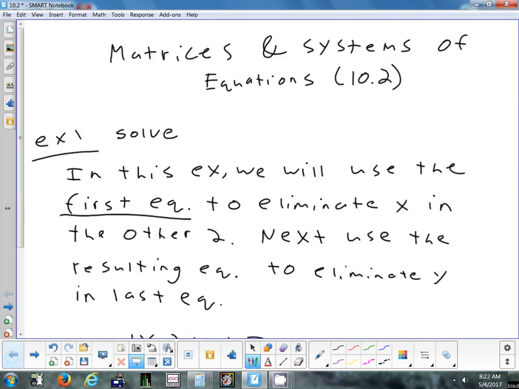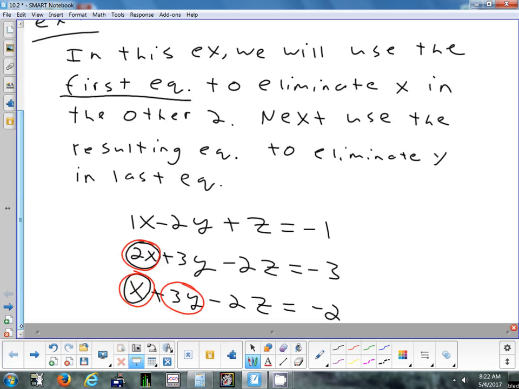Okay, so if you were to just go back to this one, everything in that box in a matrix would be the coefficient matrix: 1, negative 2, 1, 2, 3, negative 2, 1, 3, negative 2 for this problem.